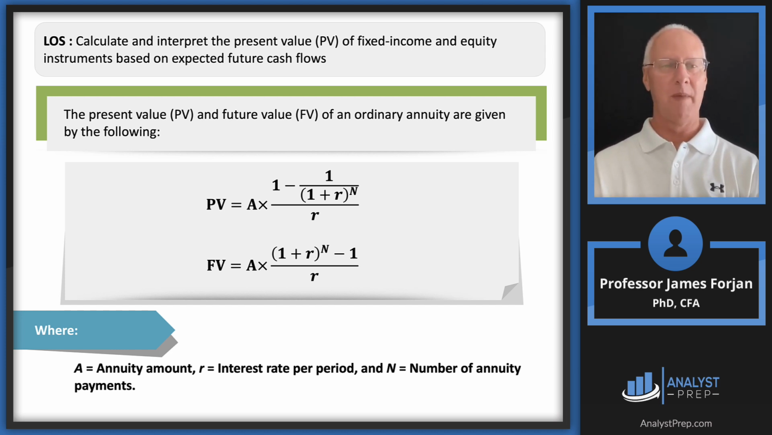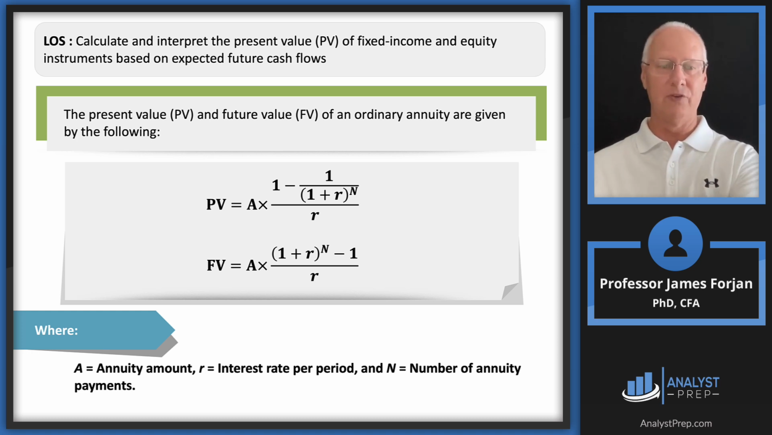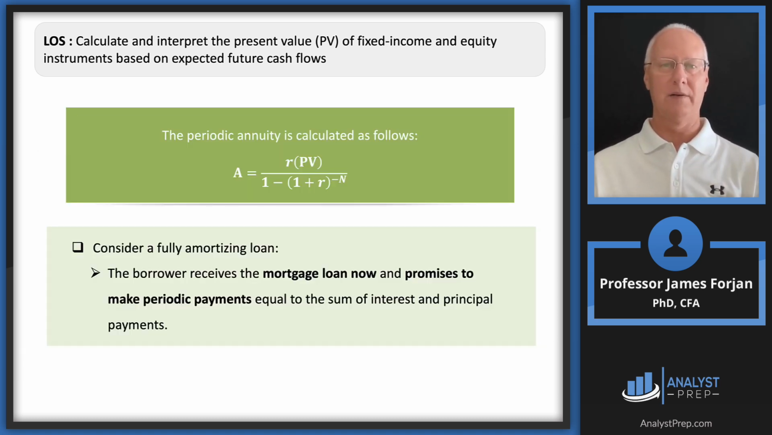There's no way that you're going to memorize these. You're going to use your 5 time value of money buttons on your calculator. But it's important to know that when you hit PV or FV to solve for the future or present value of an ordinary annuity, your calculator is using that equation.